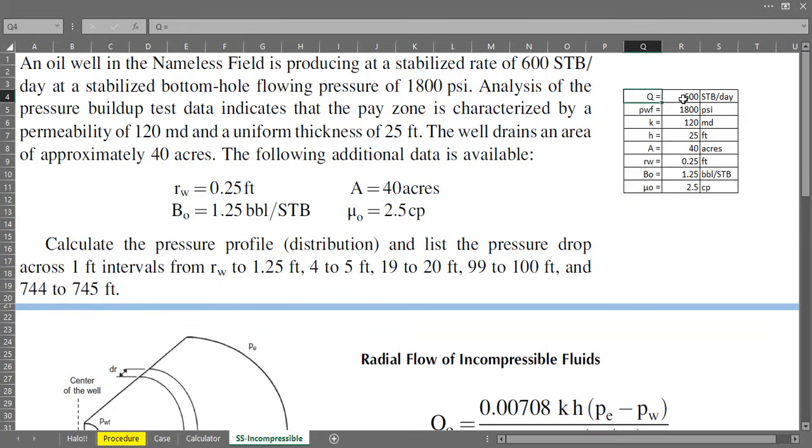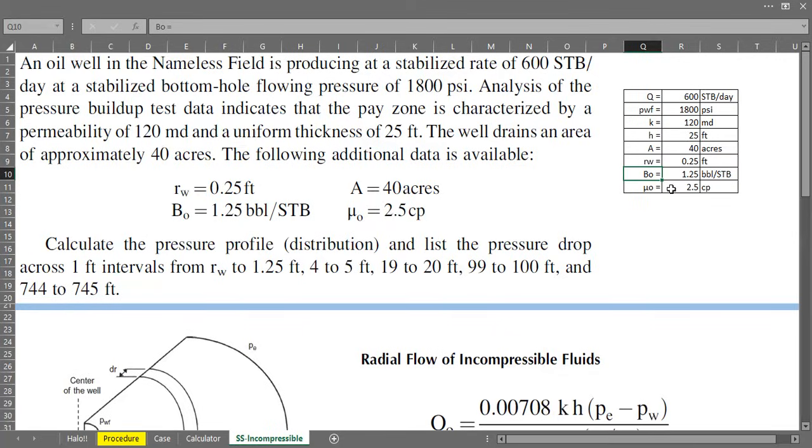Okay, so this is the table. And this is our assignment. We need to create the pressure profile plot and list the pressure drop across 1 feet intervals. Okay, so flow rate, bottom hole flowing pressure, permeability, thickness, area, wellbore radius, oil formation volume factor, and oil viscosity.